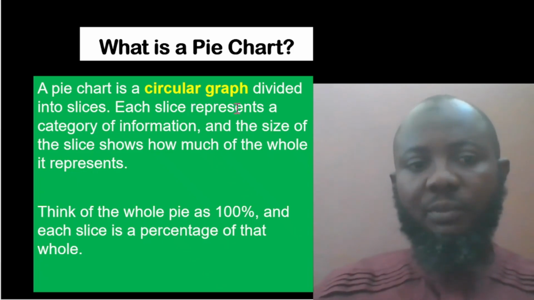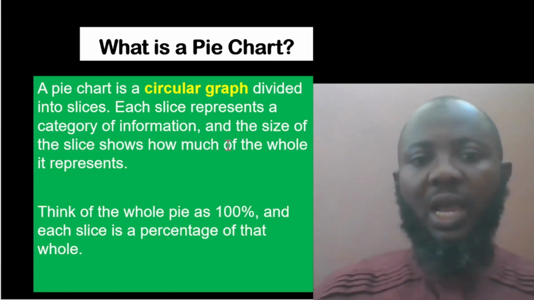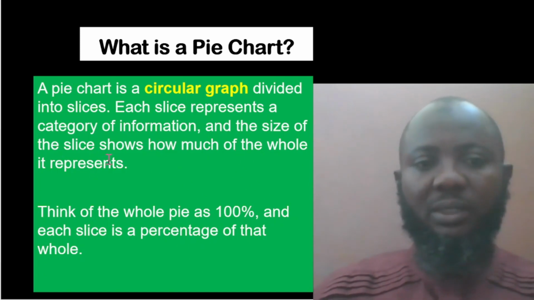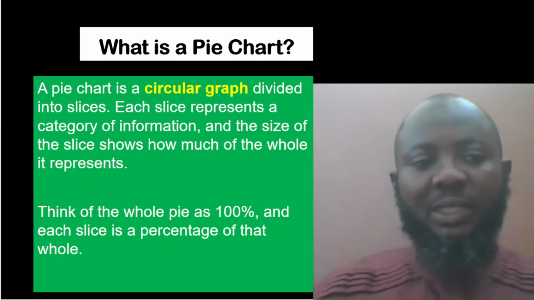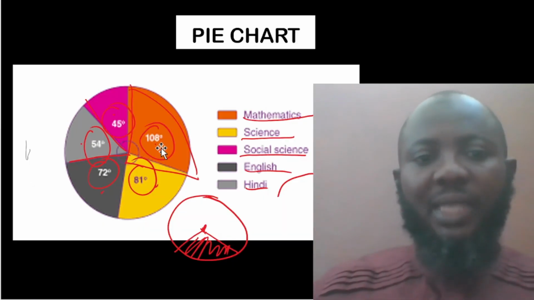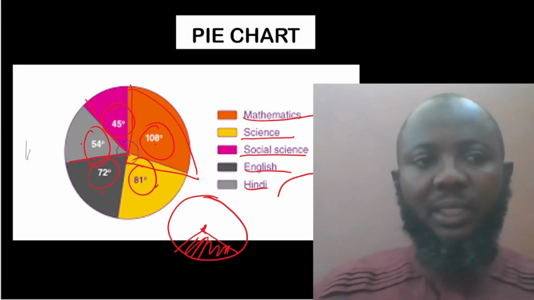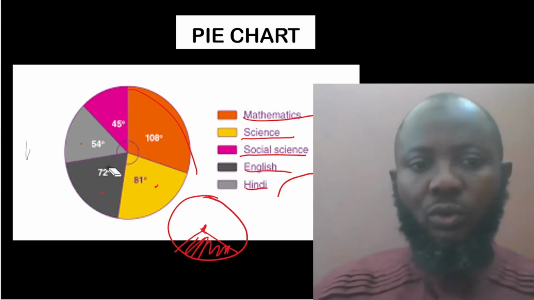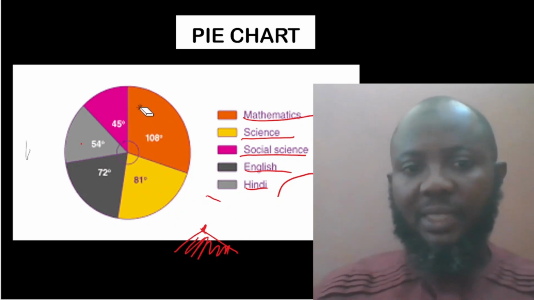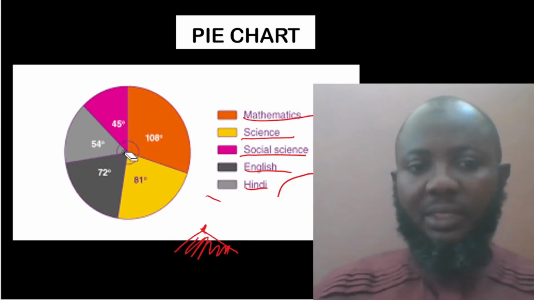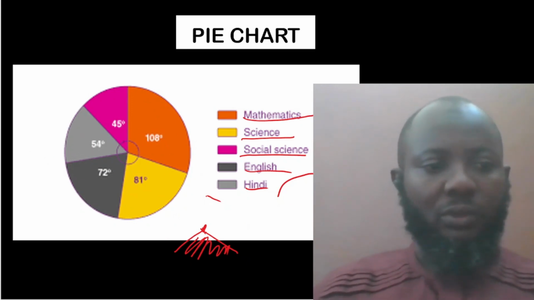So each slice represents a category of information, and the size of the slice shows how much of the whole it represents. So the size of it will determine what that category represents in the whole. For example, you notice that mathematics here represents the larger part of the whole sectors that we have there, right? So that means the number of students that are doing mathematics is many. You understand? I hope this is clear.